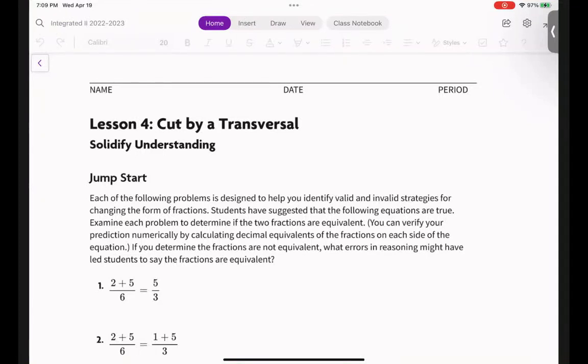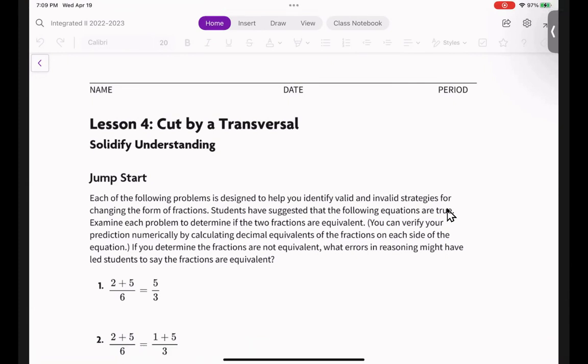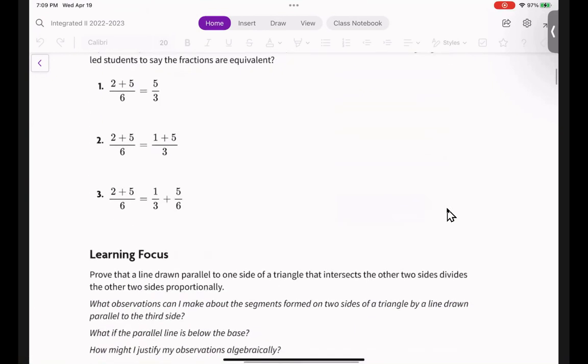Okay, so we are going over lesson 6.4, and it's called Cut by a Transversal, and we're solidifying understanding. So in the jumpstart, you guys are going to do this together as a group, so just remind me.